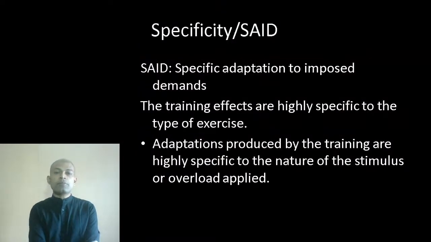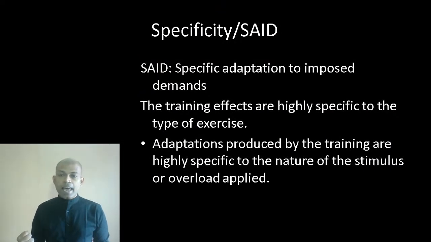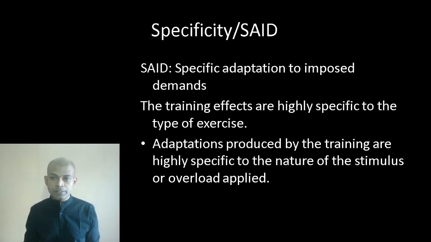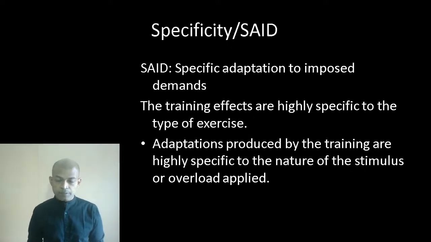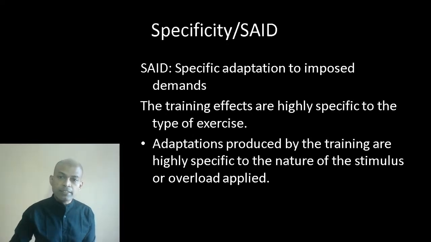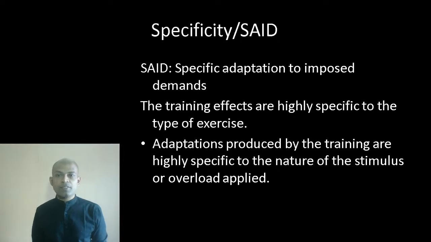The other term for specificity is specific adaptation to imposed demands. Because Usain Bolt had imposed a specific kind of demand on his body, that is short duration run. Because of that short distance run training, 100 meter, 200 meter, his body is tuned to that kind of adaptations. So the adaptations out of exercise happen depending upon the kind of exercise you perform. So if you want to run faster, you have to run. You cannot arm wrestle. On the other hand, if you want to improve your arm wrestling, cycling will not help.